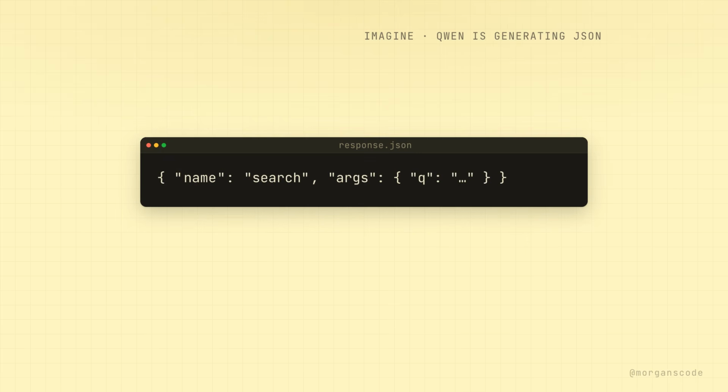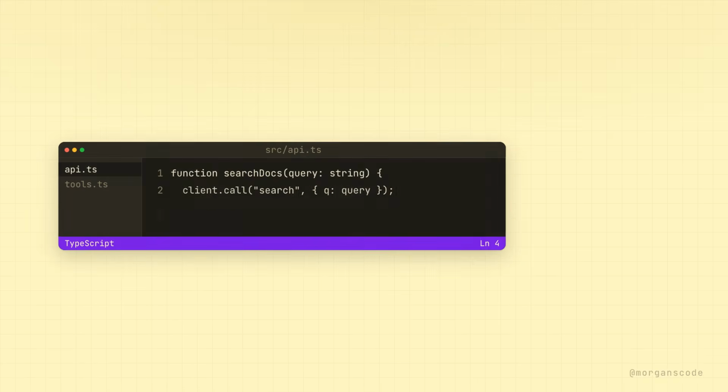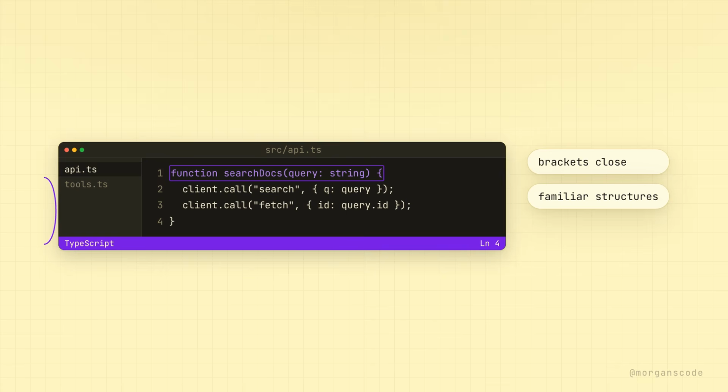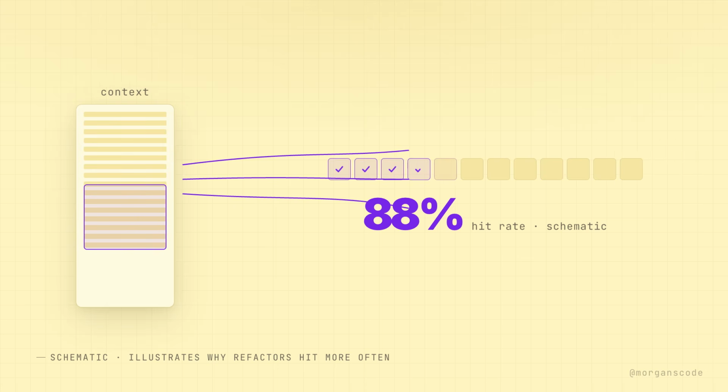Imagine Qwen is generating JSON. Once it begins an object, the next tokens often follow a familiar pattern: quotation marks, a key, a colon, a value, and a comma. Code works in a similar way. Brackets close. Functions follow familiar structures. Tool calls repeat the same formats. Refactoring can include large sections of code that already exist in the context. This gives the MTP head a much better chance of guessing several tokens correctly.